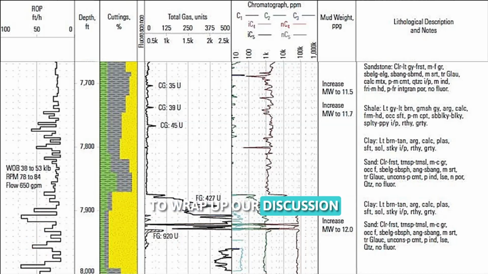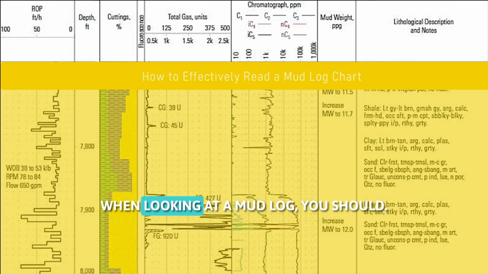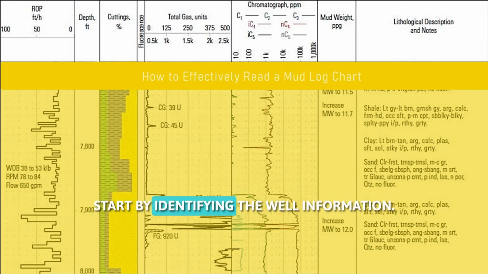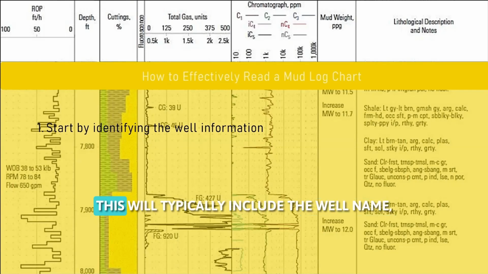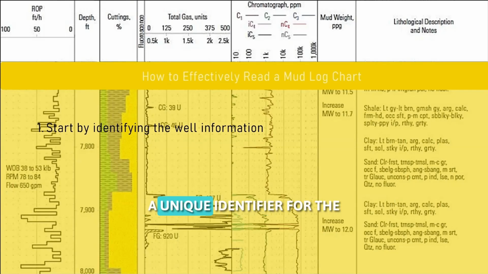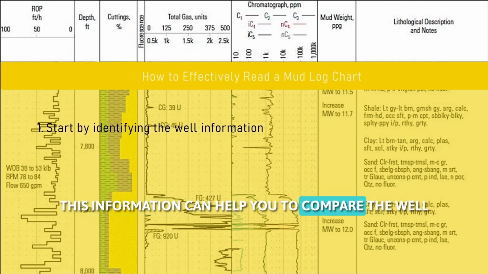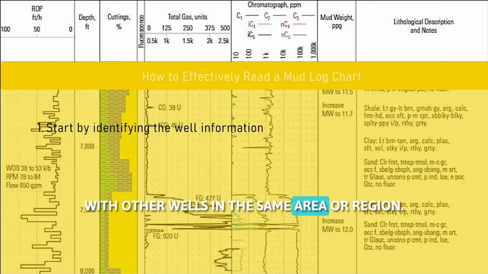To wrap up our discussion, when looking at a mudlog, you should start by identifying the well information. This will typically include the well name, a unique identifier for the well, the operator, the company that owns or leases the well, and the location of the well, the geographic coordinates, the state or province, and the country. This information can help you to compare the well with other wells in the same area or region.